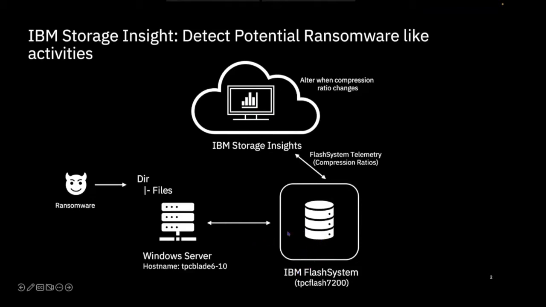And we have mounted the volumes from IBM FlashSystem on a host, which is a Windows server. The host name is TPC Blade 610. The IBM FlashSystem controller name is TPC FlashSystem 7200. On the Windows server, we have created a directory and it has a bunch of files which are highly compressible in nature. We have configured IBM FlashSystem to IBM Storage Insights, which continuously takes the telemetry from FlashSystem, which includes some of the compression ratio telemetry that IBM FlashSystem is able to do on the data it resides on.